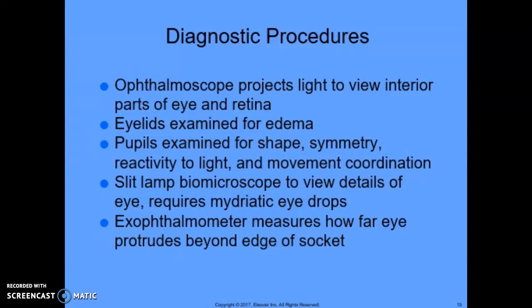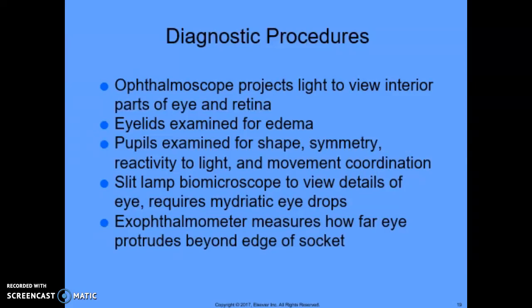An ophthalmoscope projects light to view the interior parts of the eye and the retina, and the eyelids are examined for edema and swelling. Pupils are examined for shape, symmetry, reactivity to light, and movement coordination. A slit lamp, which is a biomicroscope to view details of the eye, requires mydriatic eye drops, and the mydriatic eye drops are an agent that induces dilation of the pupil.